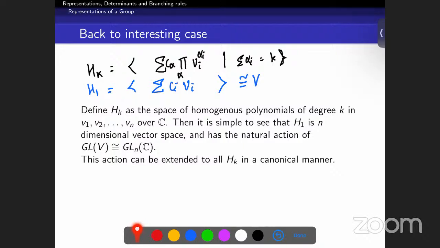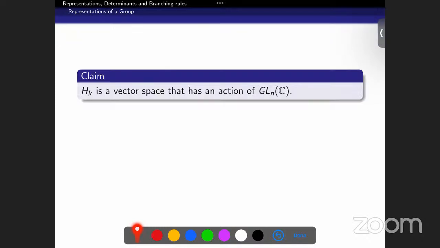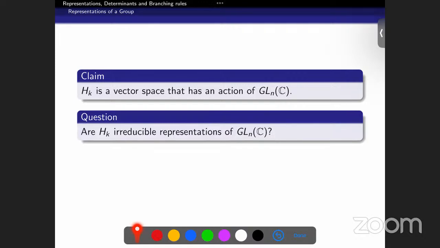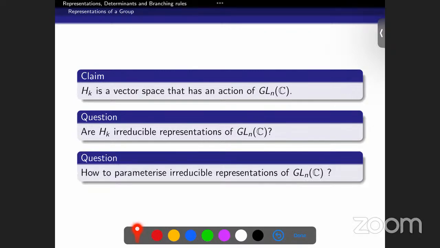This sort of thing is something we do a lot in representation theory, which is taking either the symmetric power or the exterior power. So here, one thing which I claim and which I have already shown is that Hk is going to be a vector space which has an action of GLn(C). So a question to ponder is, are these irreducible representations of GLn(C)? And if so, then I have given an infinite family of irreducible representations. But are these all? How do we parameterize irreducible representations of GLn? That is the question that we want to ask and answer here. I'll give you the answer to this one: yes, the Hk are irreducible representations of GLn(C) and they correspond to some things. And I want to talk about those things.